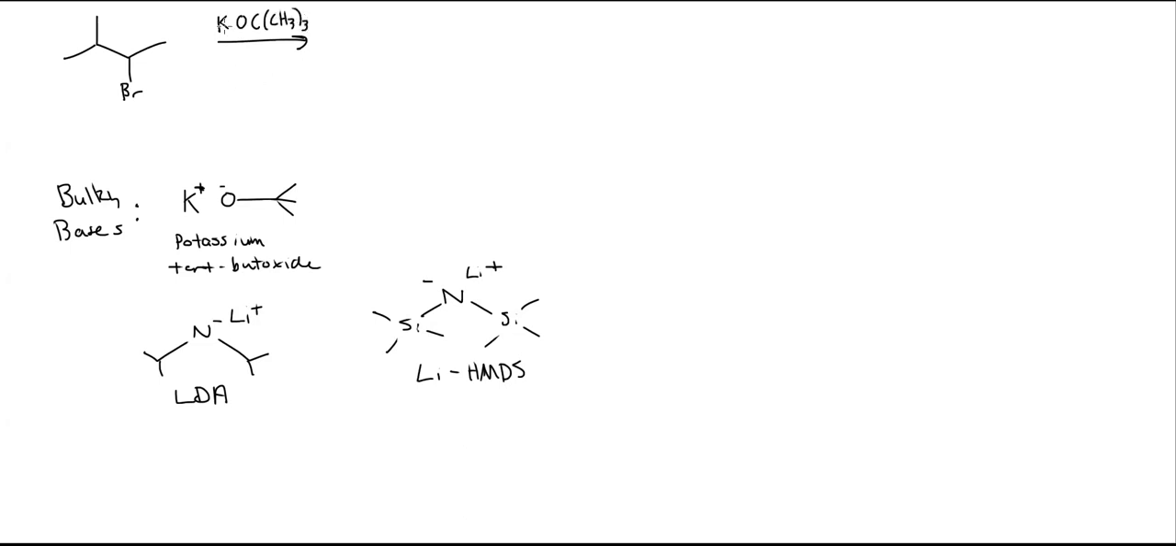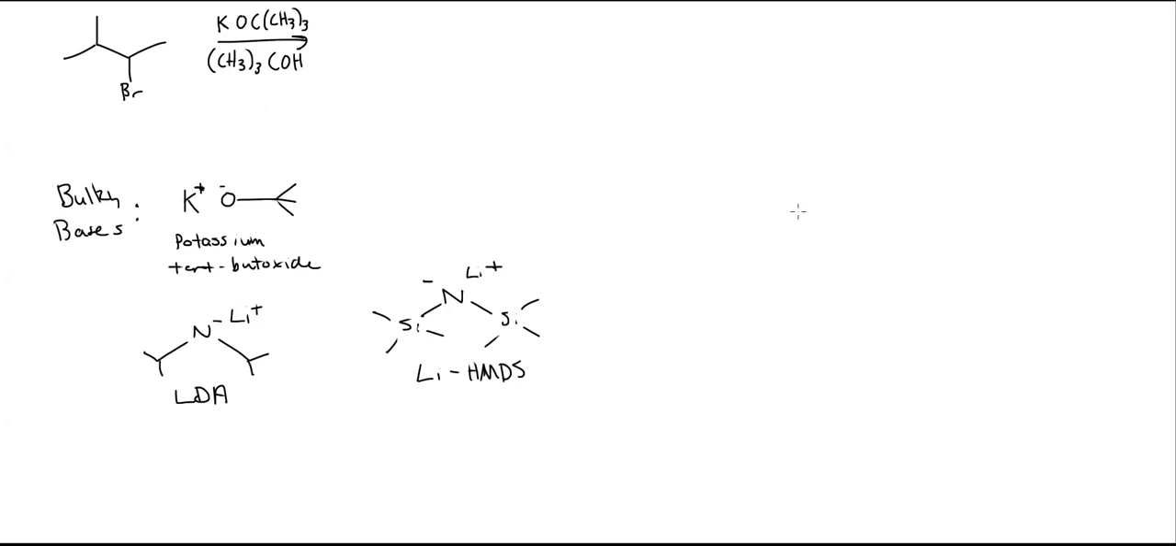And then remember that this is E2, right? So my solvent is just going to be the protonated version, or the conjugate acid, of my base. So tert-butanol is going to be my solvent in this case. Okay, so now again, the mechanism's the same as it was, right?